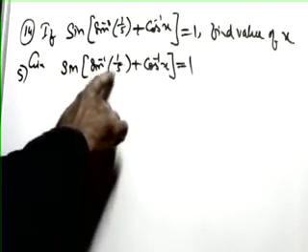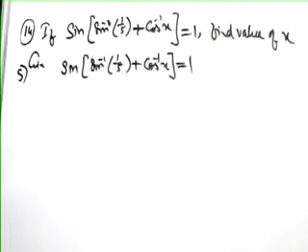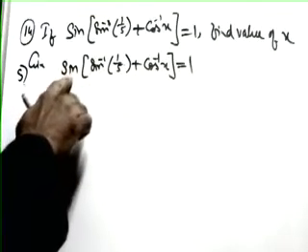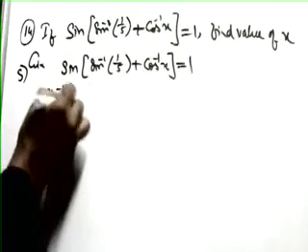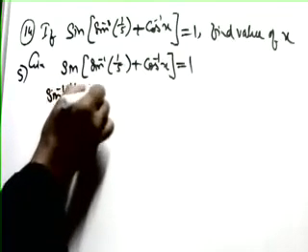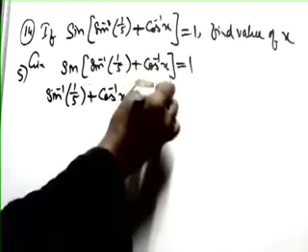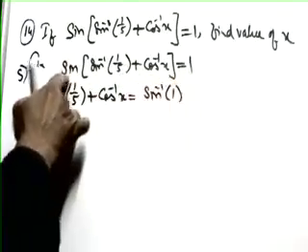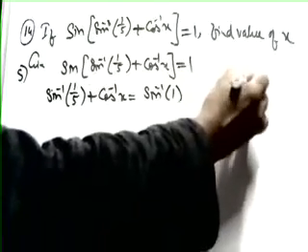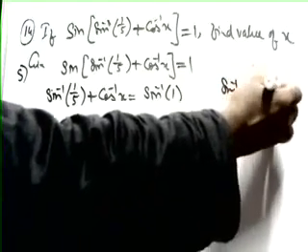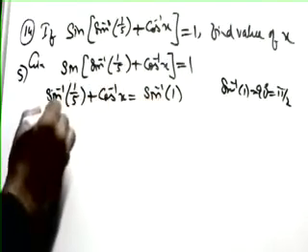Given sine of sine inverse 1 by 5 plus cos inverse x equals 1, we have to find the value of x. So I'm starting like this. Bring this sine here, it will become sine inverse. We write: sine inverse 1 by 5 plus cos inverse x equals sine inverse 1. If you bring this sine here, it will be sine inverse 1. We know sine inverse 1 is nothing but 90 degrees, or you can write it as pi by 2.